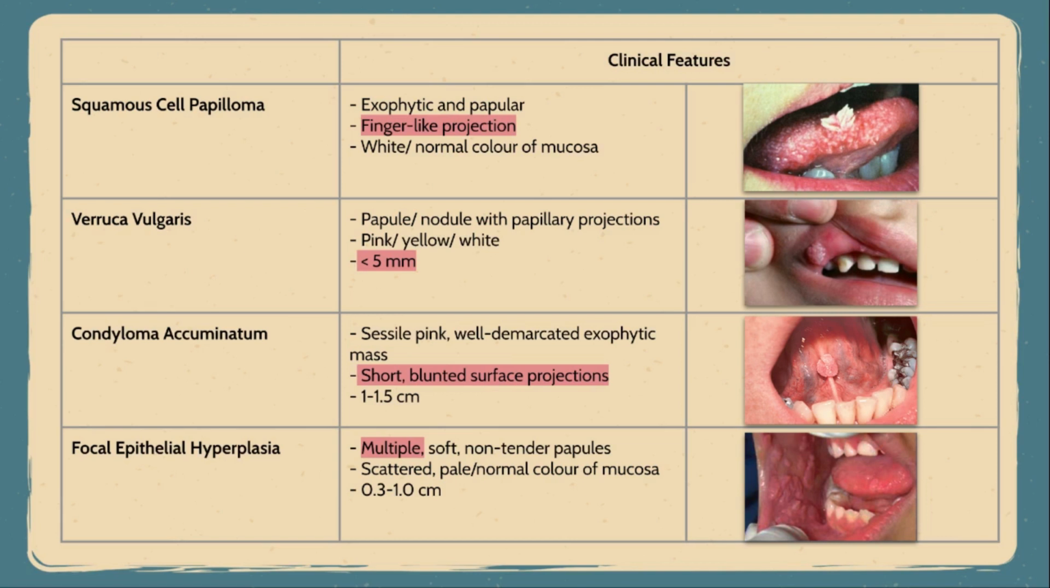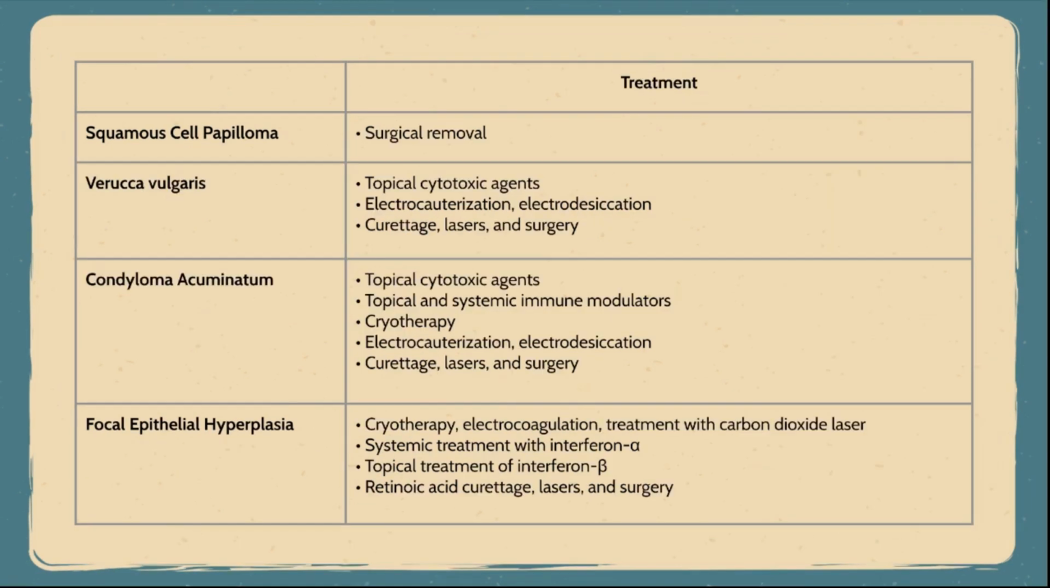Lastly, focal epithelial hyperplasia can be seen as multiple soft, non-tender, flattened or round papules, can be scattered, pale, and small, which is around 0.3 to 1 cm. And this is the treatment for each of the reactive neoplasms caused by HPV. The first one, squamous cell papilloma, the treatment includes surgical removal.